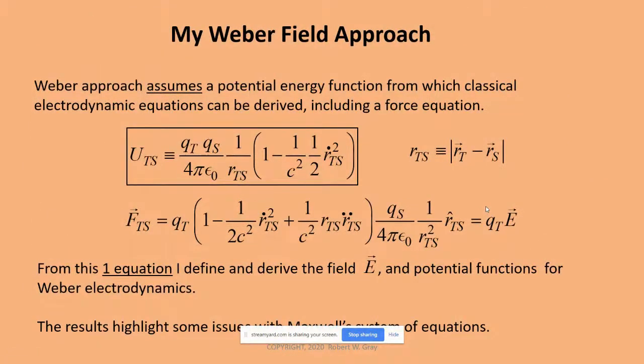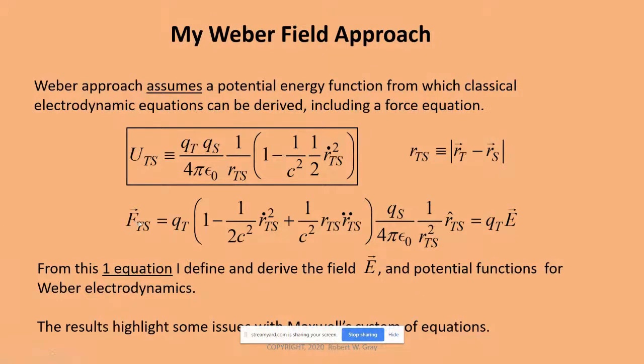So my approach has been to look at Weber electrodynamics. Weber electrodynamics is traditionally not presented as a field theory. This approach assumes just one potential energy function. And from that, you get all of classical electrodynamics, or Weber's classical electrodynamics. So how could that not be presented as a field? Right, but they say no fields in traditional Weber electrodynamics.